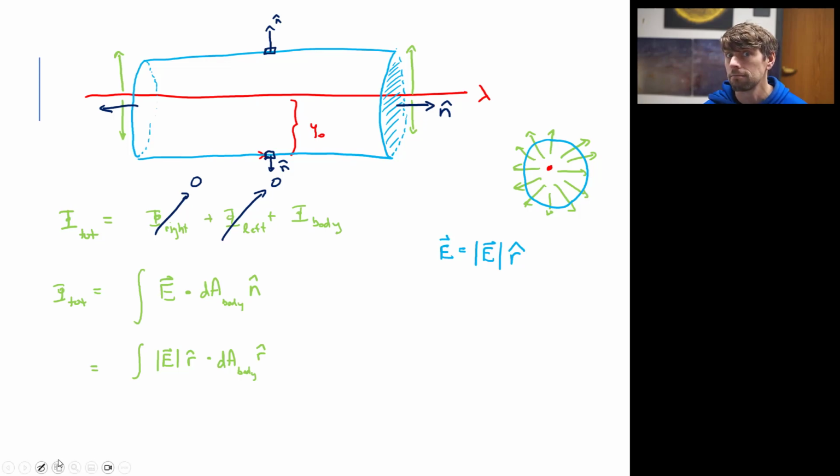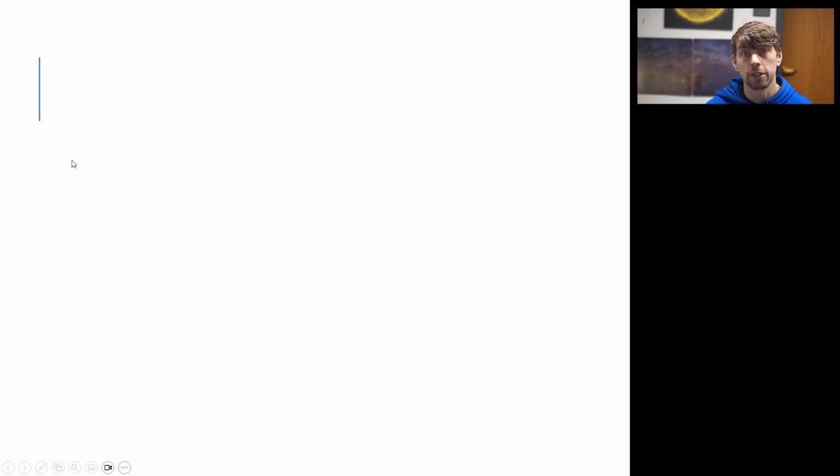Well, r hat dot r hat is 1. So I have that the magnitude of the electric field and the surface area of the body of the cylinder. Well, I won't go through and do the double integration anymore, but at the end of the day, we have the total flux. Excuse me, I almost wrote body there. The total flux is the magnitude of the electric field times 2 pi, the radius of that cylinder, we use the variable y naught.